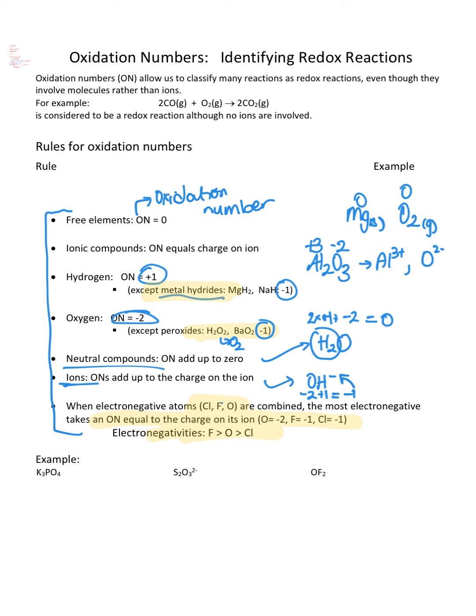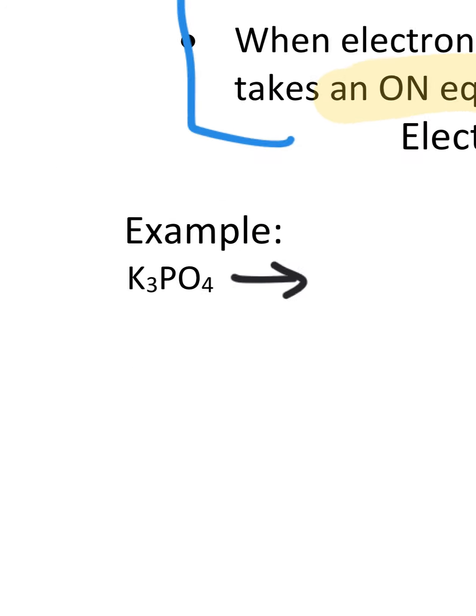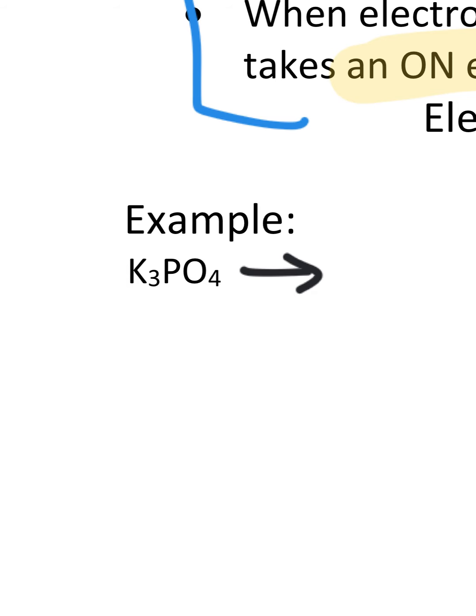So we have potassium phosphate, K3PO4. This is a neutral compound, so the aim is for everything to add up to 0. The first thing we're going to work on is the K. The potassium has a charge of +1. There's 3 of them, so 3 times +1 equals +3. So overall, potassium contributes +3.